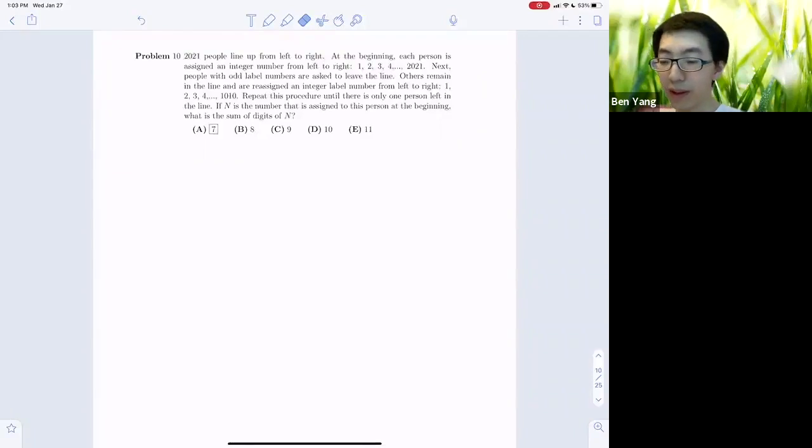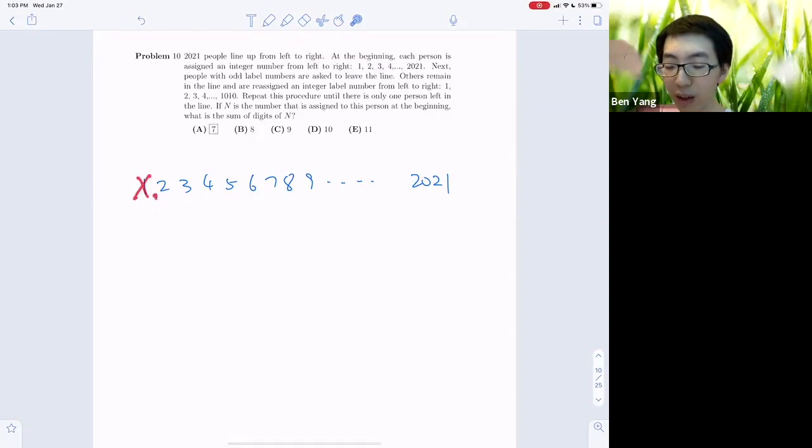All right, problem 10. In this question, we have the integers 1, 2, 3, 4, 5, 6, 7, 8, 9, and so on, all the way through 2021. Then we do something to those numbers. We remove the first number, keep the second number, remove the third number, keep the fourth number, remove the fifth number, keep the sixth number.